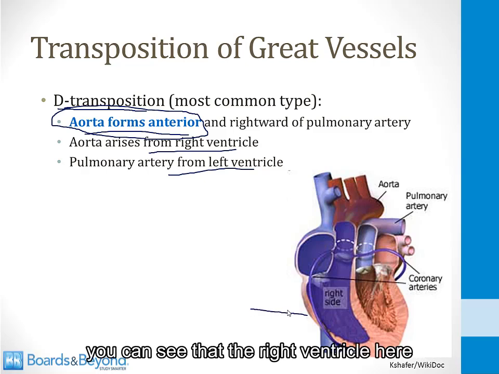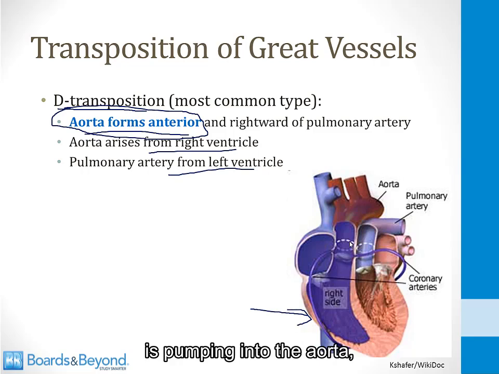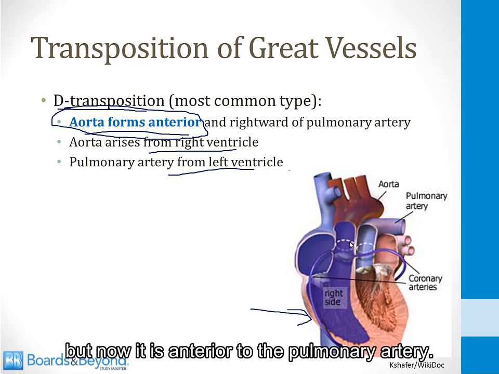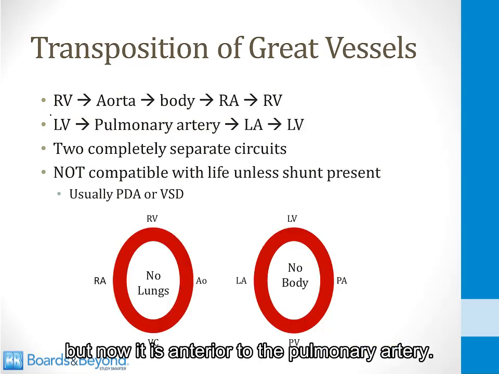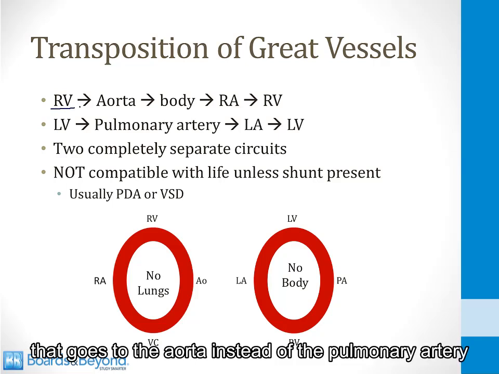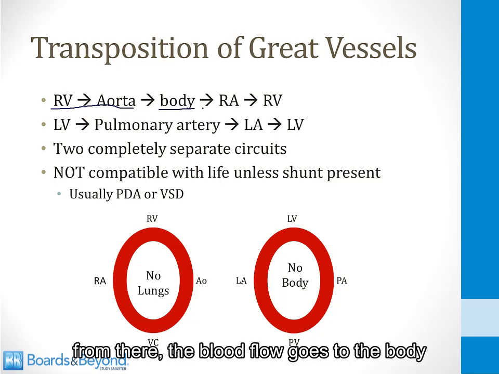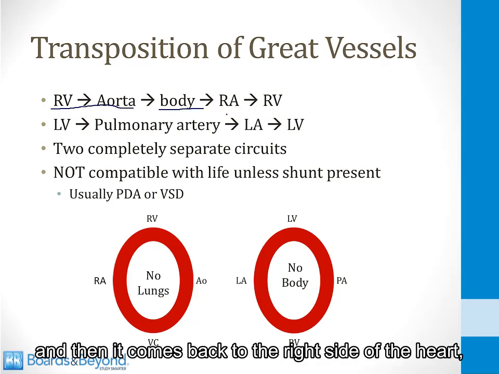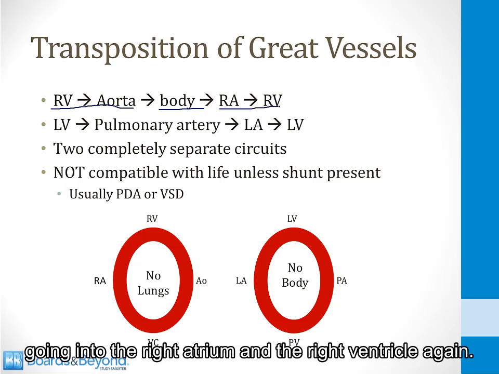You can see that the right ventricle here is pumping into the aorta, which is now slightly anterior compared to the pulmonary artery. It remains slightly rightward, but now it is anterior to the pulmonary artery. In d-transposition of the great vessels, what you have is blood from the right ventricle that goes to the aorta instead of the pulmonary artery. From there, the blood flow goes to the body, and then it comes back to the right side of the heart, going to the right atrium and the right ventricle again.